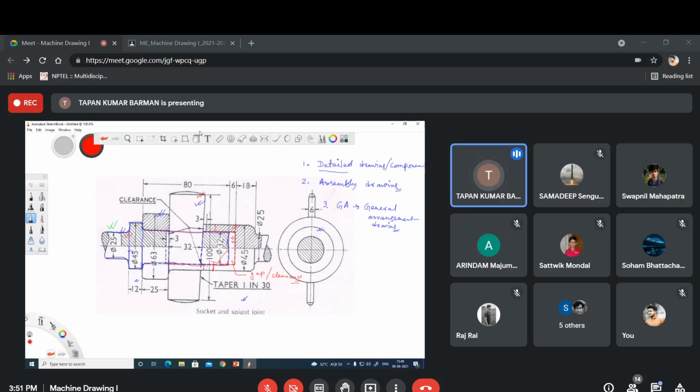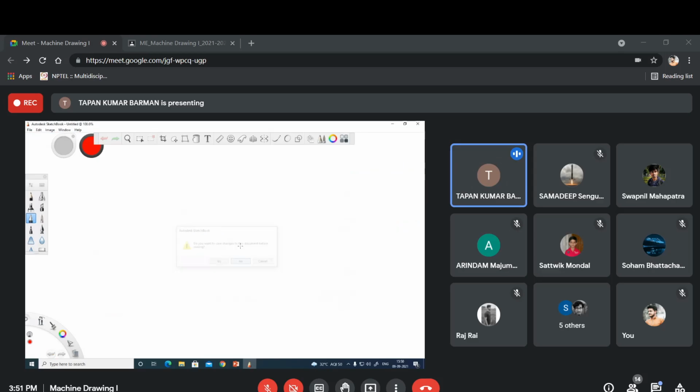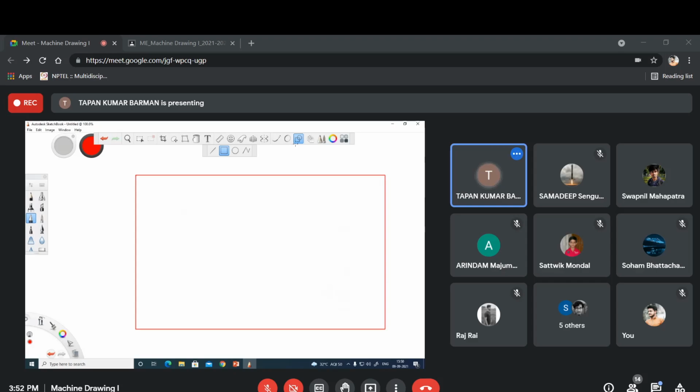Okay. Now what you will do? You have one drawing sheet. In the drawing sheet, you have the edge of the drawing sheet. Now there you should provide the margin. So here the second rectangle is for the margin.